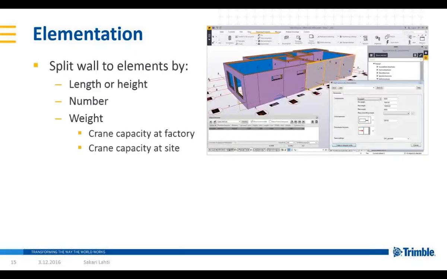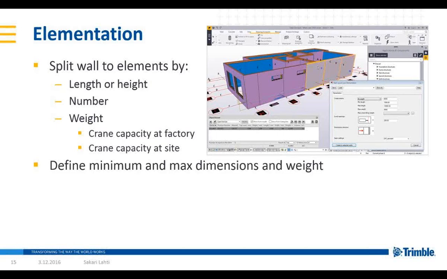As a short summary, you can split the walls by length or height. Yes, it's possible also to create horizontal seams, or by number, or static weight, or dependent on the crane chart. You still have rules for minimum and maximum dimensions and maximum weight. And if you're using another parameter for elementation, like elementation by length, those values will still apply.